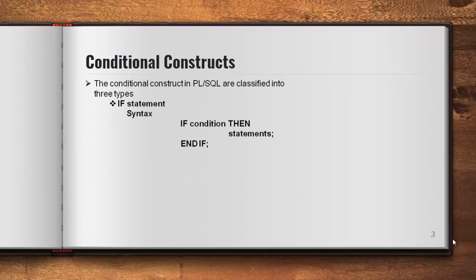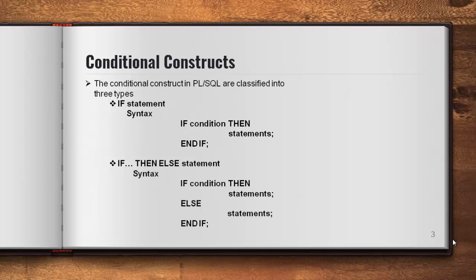The syntax of the if statement is: if, you use a condition, and then you use the then keyword. At the end, you have to provide end if with a semicolon. This is the format of the if statement in PL/SQL. And what about if else? If else comes in the same manner: if condition, then keyword, then you provide the block statements. After that we provide the else block, and at the end we again provide end if with a semicolon. And the third one is if then else if.